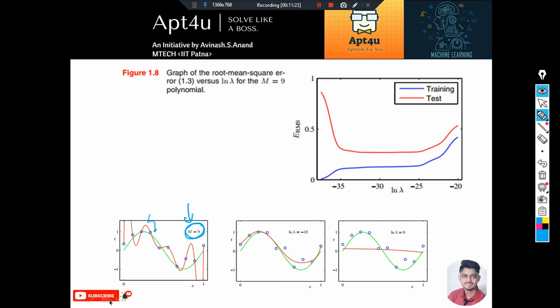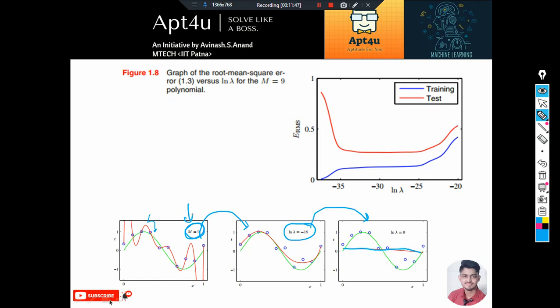So when we put ln lambda equal to minus 18, when we are penalizing the coefficients by keeping the ln lambda value as minus 18, we can see that this curve has converted itself to this curve, which means the coefficients have adjusted themselves to learn the pattern.